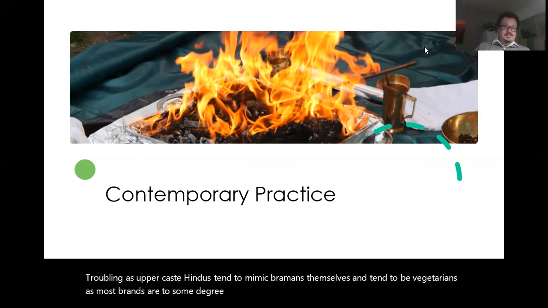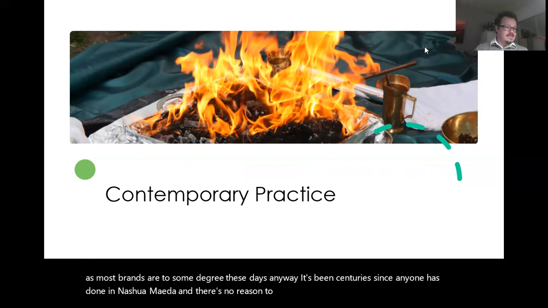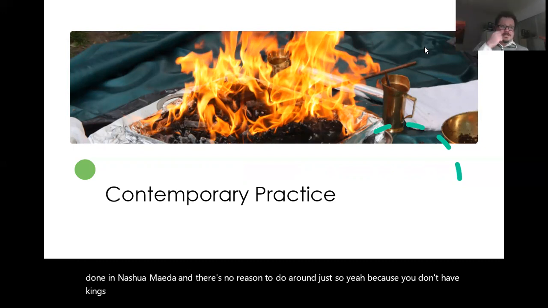Anyway, it's been centuries since anyone has done an Ashvamedha, and there's no reason to do a Rajasuya because you don't have kings anymore. But Brahmins still study the ritual and perform scholarly analysis of the ritual today.